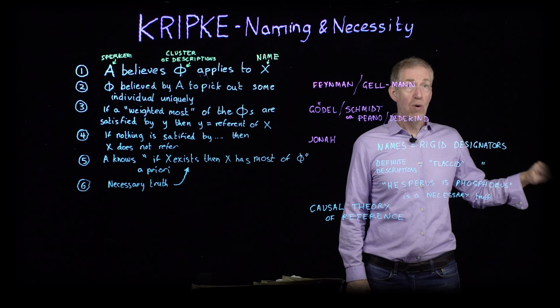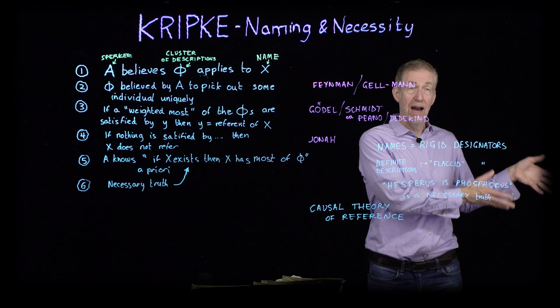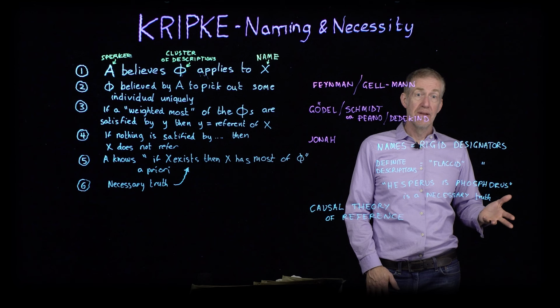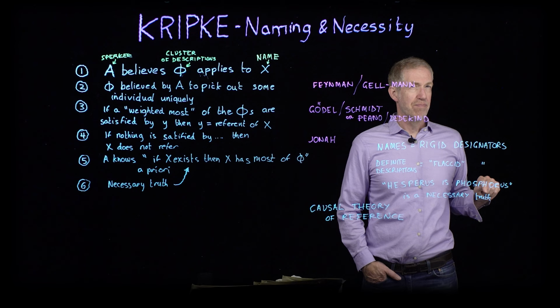Why does it do that? Because we know it's possible that Aristotle was not born in Stagira. And what that means is there's a possible world where Aristotle exists and he wasn't born in Stagira. That's what the name Aristotle picks out in that world. The guy who is Aristotle, that's why the name picks him out, even though he was not born in Stagira. So names will pick out the same thing, but they won't look the same, because there's a possible world.